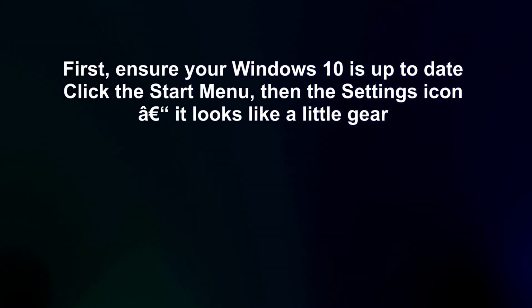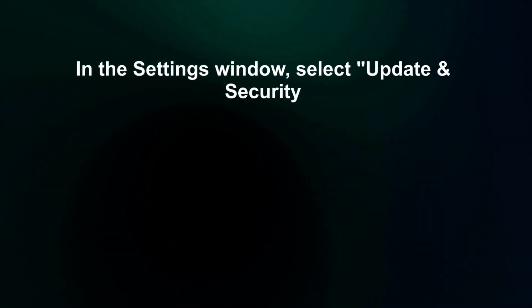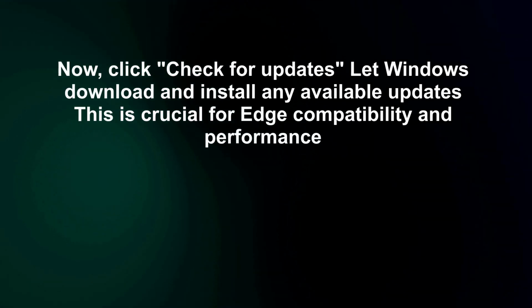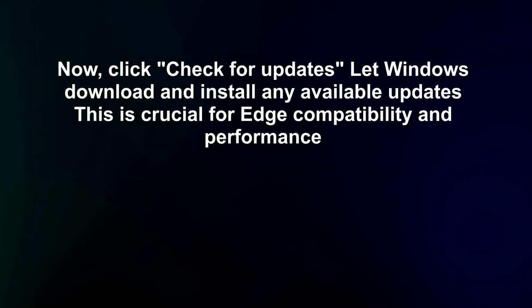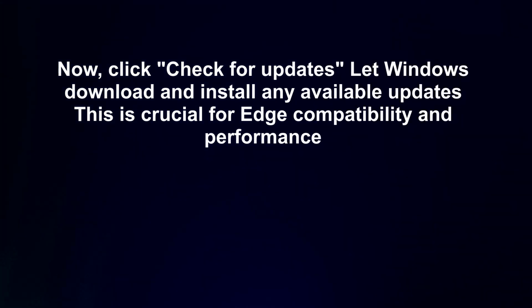Click the Start menu, then the Settings icon. It looks like a little gear. In the Settings window, select Update and Security. Now, click Check for updates. Let Windows download and install any available updates. This is crucial for Edge compatibility and performance.